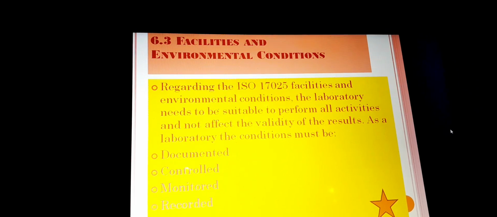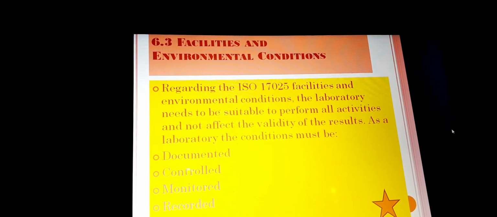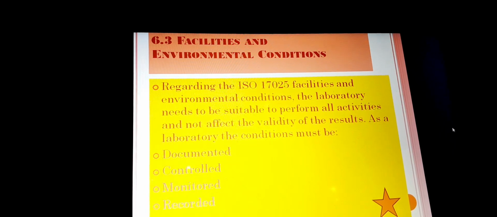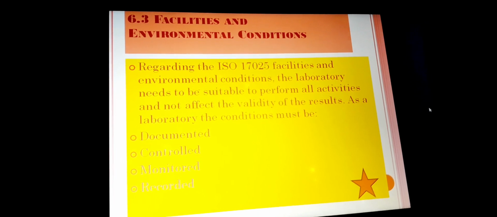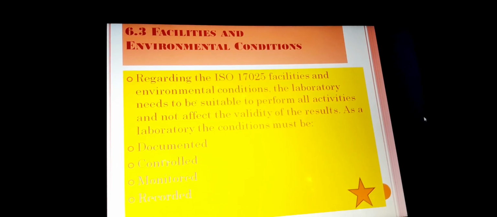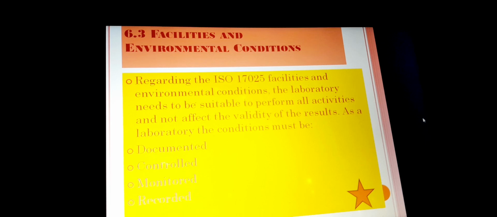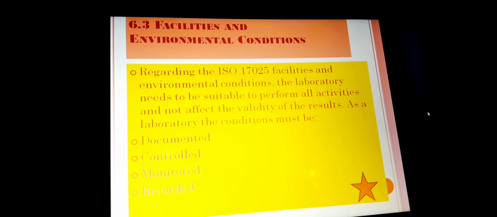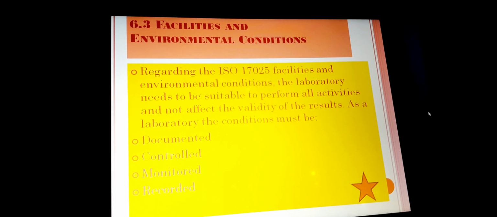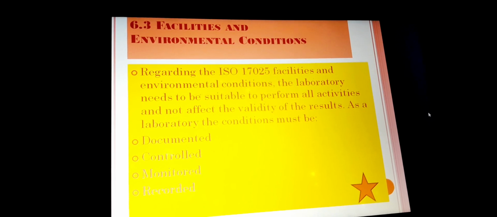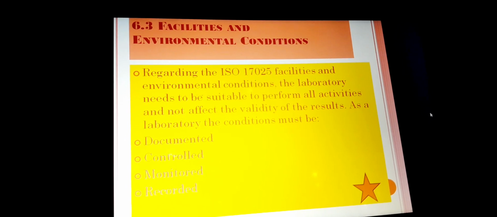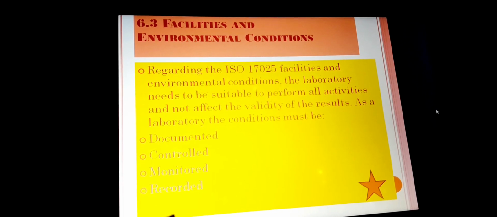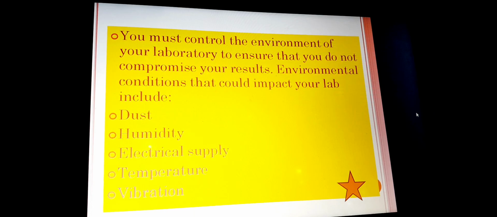Then come to 6.3, which is facilities and environmental conditions, which is also divided into 4 sub-clauses. So one by one we will discuss. Regarding ISO 17025 facilities and environmental conditions, the laboratory needs to be suitable to perform all activities and not affect the validity of results. As a laboratory, the conditions must be documented, controlled, monitored and recorded.